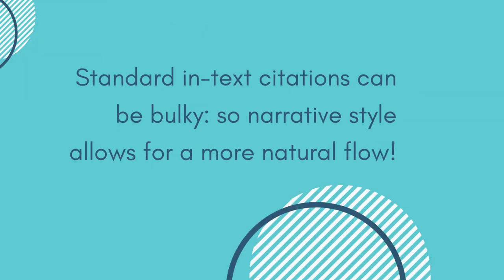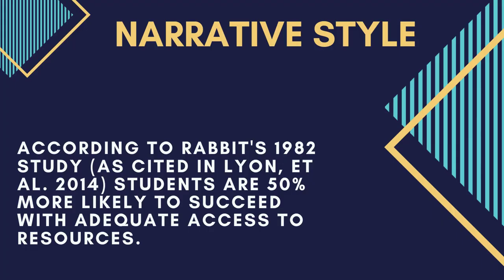A typical in-text citation for a secondary source is pretty bulky, so a narrative-style citation works quite well. This allows you to reference both works in a way that is natural and easy to read. Here's an example.